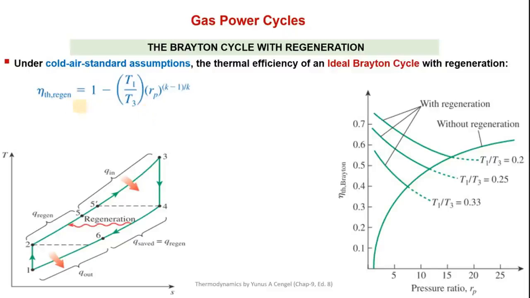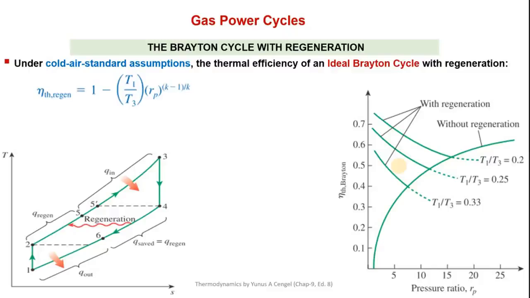The understanding of this equation will be clear with the help of this graph. Here you see a graph. This one is the ideal Brayton cycle without regeneration, and here you see the curves for ideal Brayton cycle with regeneration. You have a number of possibilities depending upon this ratio T1 by T3. For various T1 by T3 we can have various curves of efficiency. Now let's try to understand what these curves actually mean.